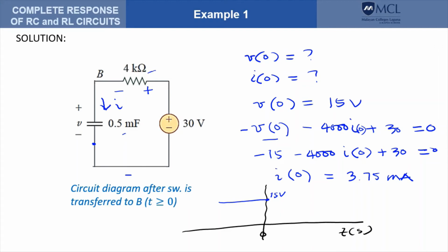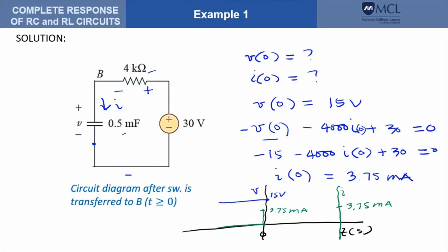For the current, it starts at 0 and then it jumps at t equals 0. So let's say it jumps to 3.75 milliamperes. So let's assume this to be our voltage here, and this will be our current here. So this is 3.75 milliamps, and the voltage is 15 volts.